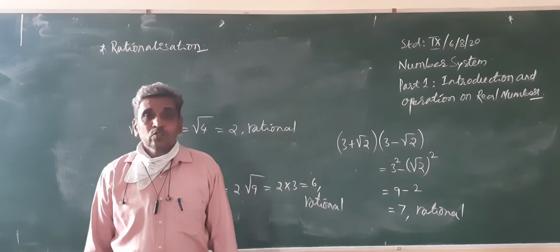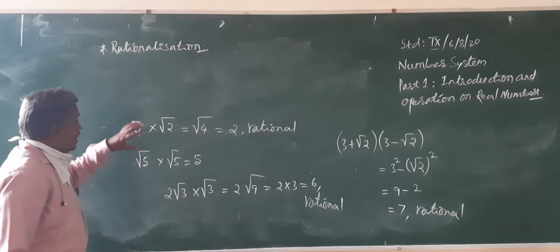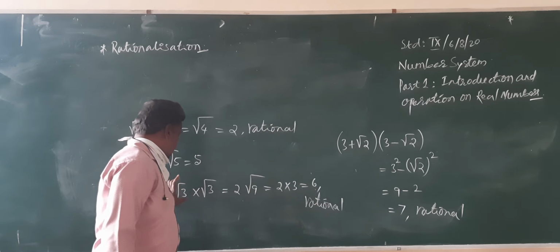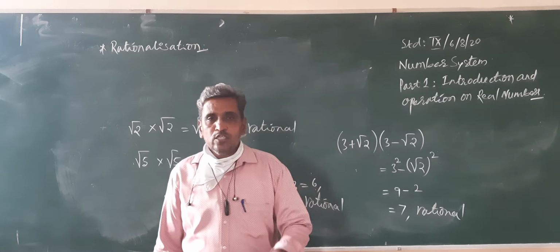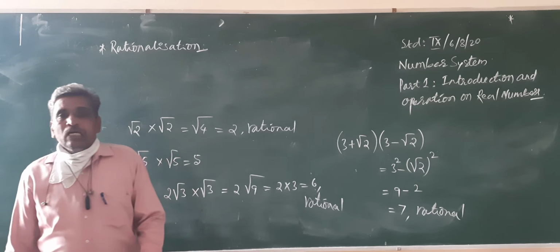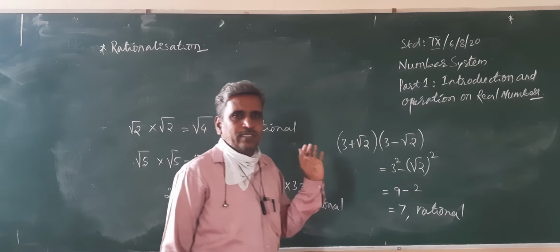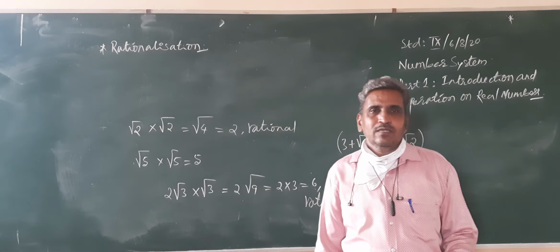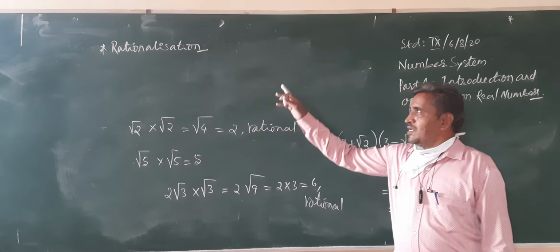Understood? So converting a given irrational number to a rational number is said to be rationalization. This process of converting irrational to rational is called rationalization.